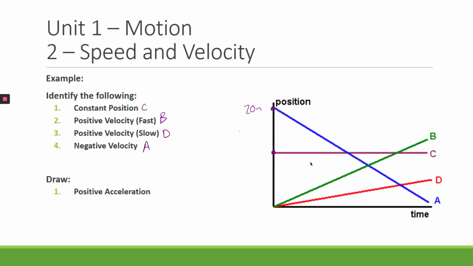All right, beautiful. So now we're going to show positive acceleration. I'm sitting at this position. I sit there for a couple seconds, and then I want to speed up. Positive acceleration is speeding up, correct? So speeding up would mean that your slope gradually gets steeper. So this would be something like this. This would be positive acceleration.